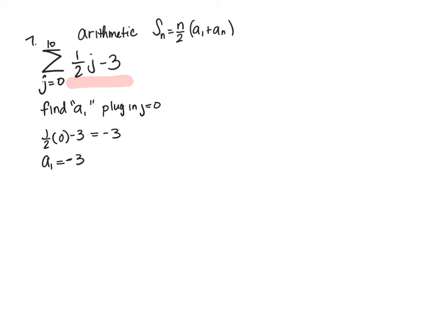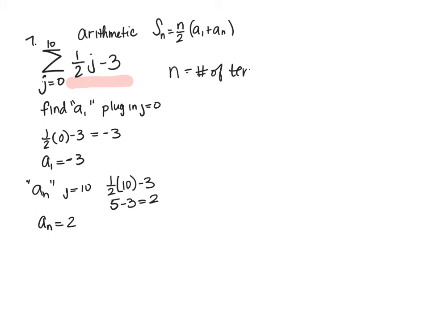And then our last term, an, is when j equals 10. So we're going to plug that in. 1/2 times 10 minus 3 is 5 minus 3, which is 2. So an is 2. And now how many terms are there going to be from 0 to 10? That's n. N is the number of terms. So you have to count. When j equals 0, j equals 1, 2, 3, 4.